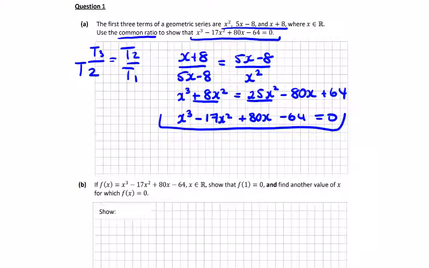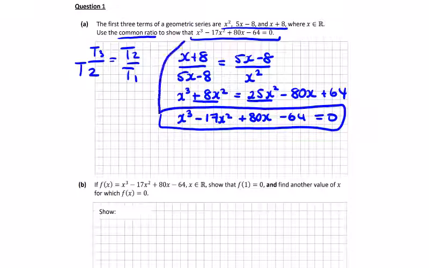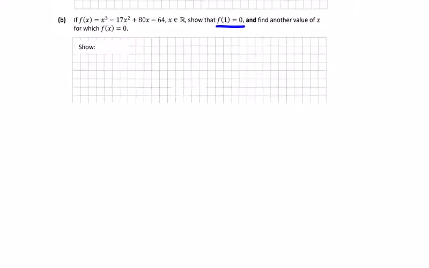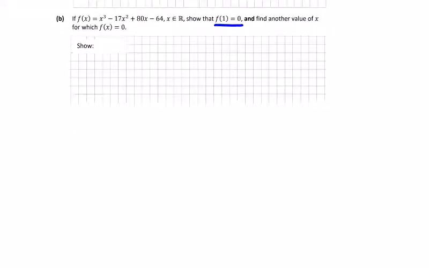And then you look up and you hope and pray that these two things are the same, and you can see that they are. So we're told here, if f of x is equal to this cubic function, show f of 1 is equal to 0 and find another value of x for which f of x is equal to 0. So show that f of 1 is equal to 0. There's a couple of ways to do that. We can sub 1 in and just say 1 cubed is 1 minus 17 plus 80 minus 64 is equal to 0. 0 equals 0. Therefore, f of 1 equals 0.